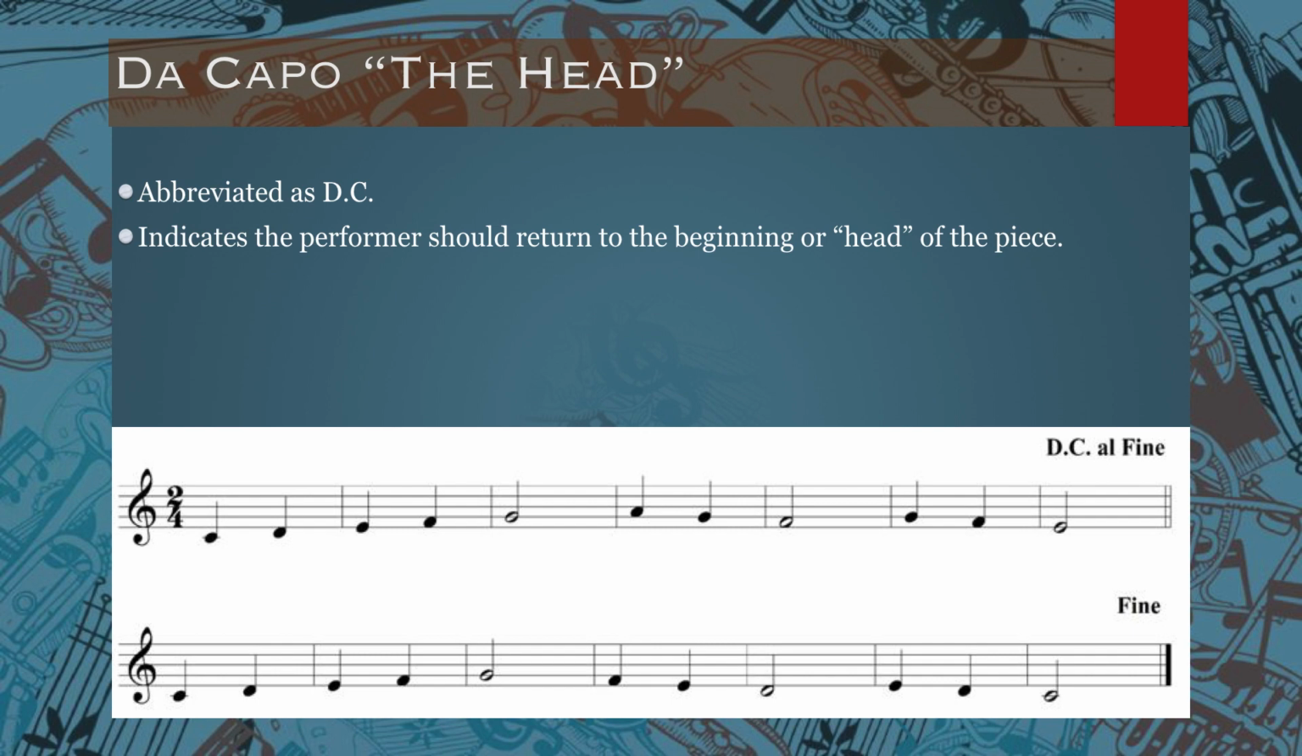So what you see here is you've got your first 7 measures, and then you have that DC al fine, and notice there's a double bar line to indicate that something's changing. So what you do is you play the entire first 7 bars, and then you jump back to the beginning of the piece, play the first 7 bars again, and then keep going until you see the fine sign, and then you'd stop.